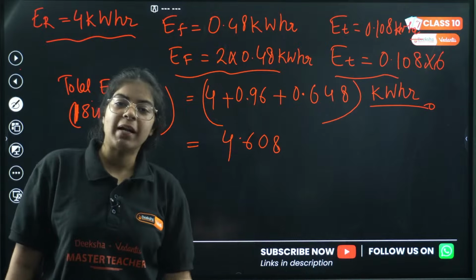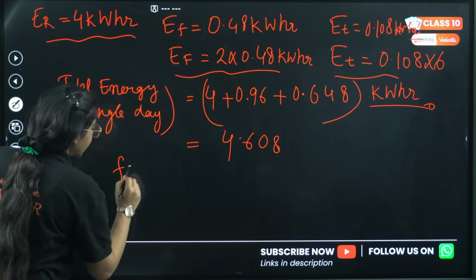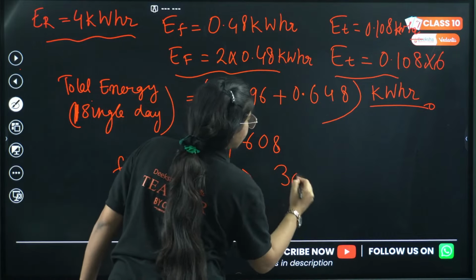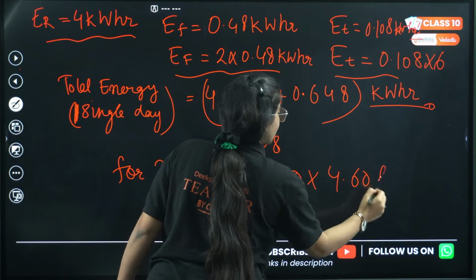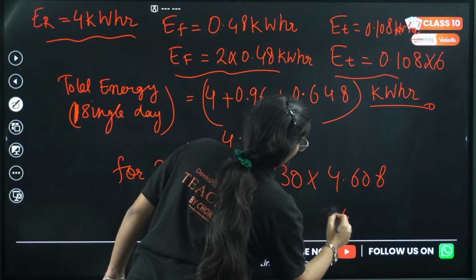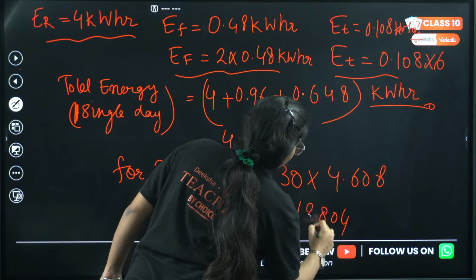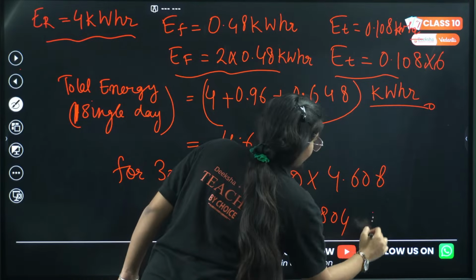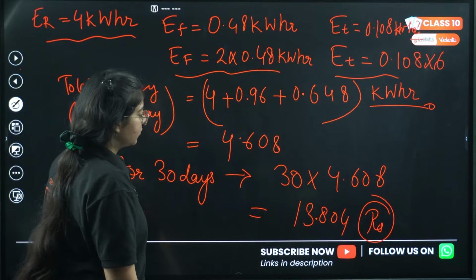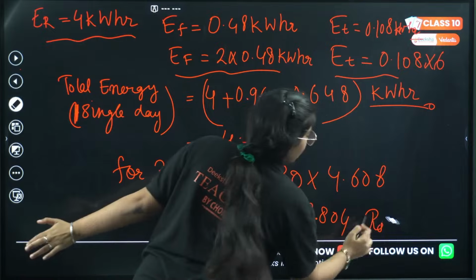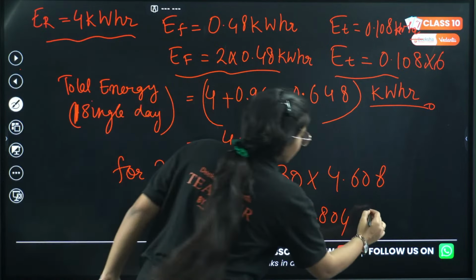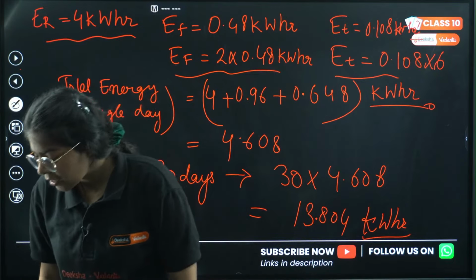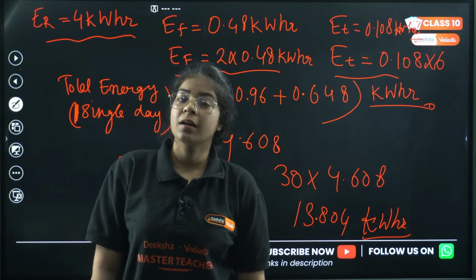Now I can just multiply this with 30. For 30 days, the energy used will be 30 into 4.608, which will then be 138.24 what? Rupees? No, not rupees. This will be the total energy that we will be using in one single month. For 30 days, we will be using this total energy in one single month.